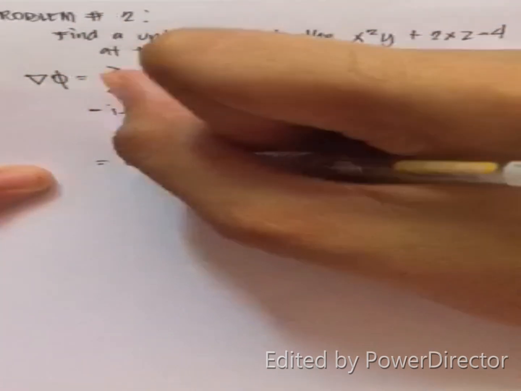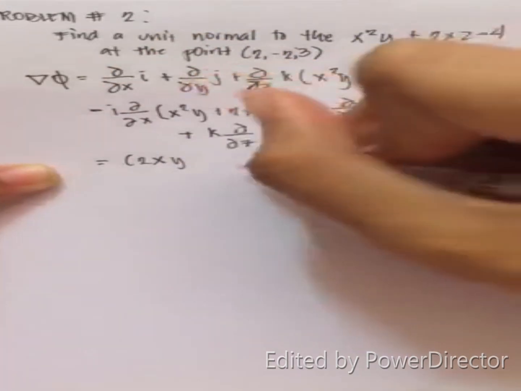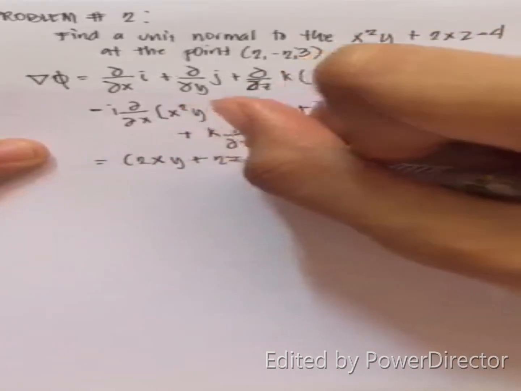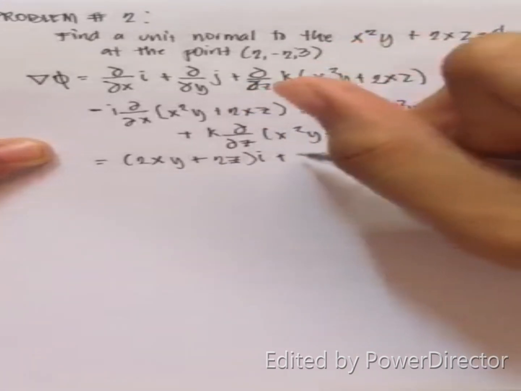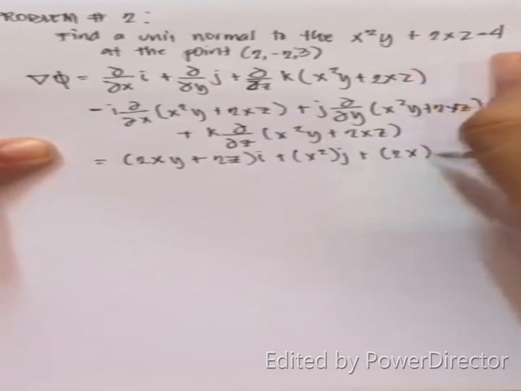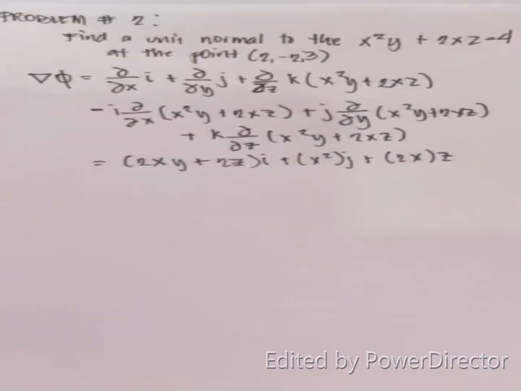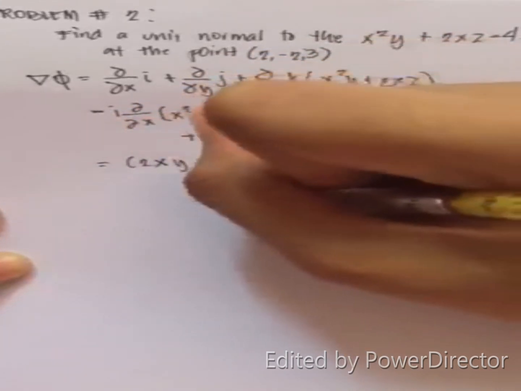Now we are going to find the derivatives. In terms of x, in terms of y, in terms of z. Next we are going to substitute x, y, z with the values of the point (2, -2, 3), where x is equal to 2, y is equal to -2, and z is equal to 3.